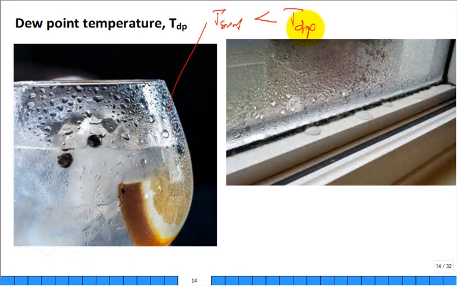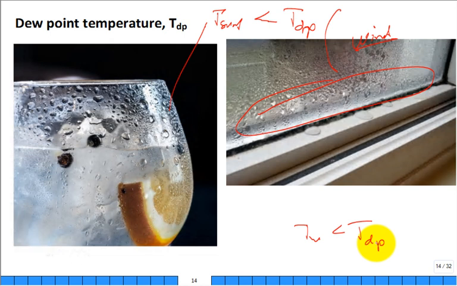The other example is in the winter, you have the window of the house, and it's a cold winter day. You're in the warm interior of your house, and you look, and what is this on the inside of your window? Condensation. Why? Again, the same principle. The cold outside made the glass cold. In the presence of the warm, moist air, the temperature of the window is less than the dew point temperature of the room air, hence you get condensation.